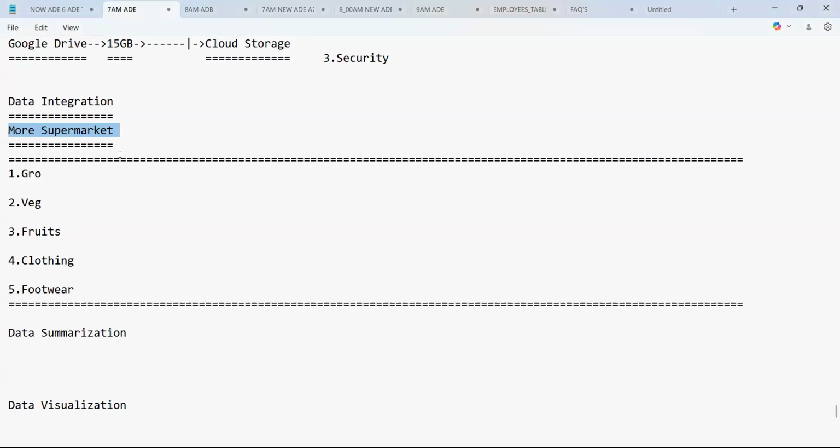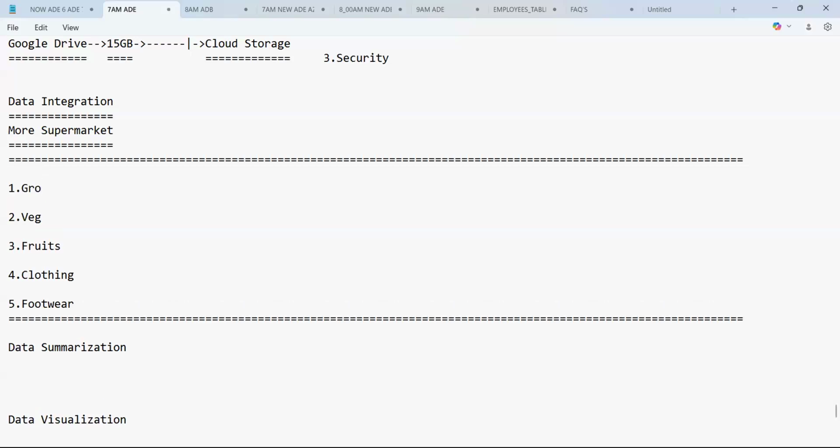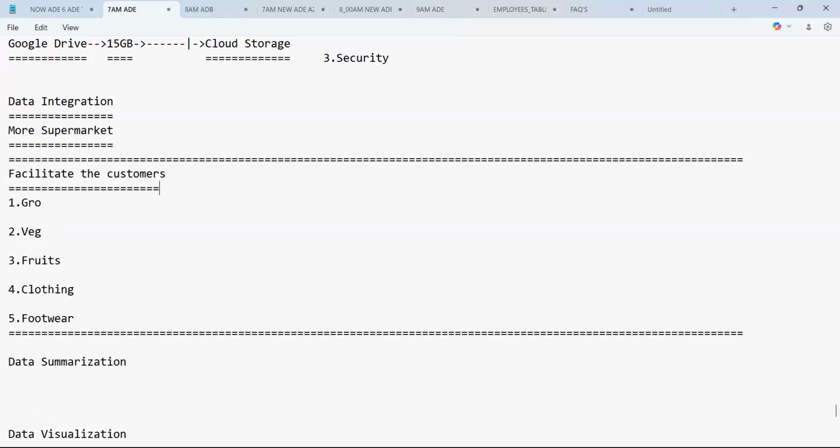Third party. They don't own anything, they simply keep it at their level. So what is the purpose of keeping it in their store? To facilitate the customers. Whenever the customer walks into the supermarket, he should be able to get all the products at a single step. One stop, all solutions.